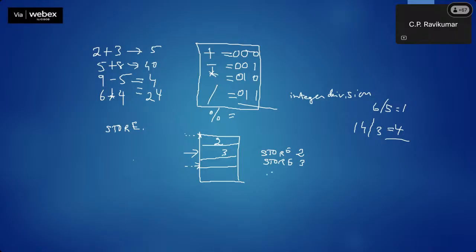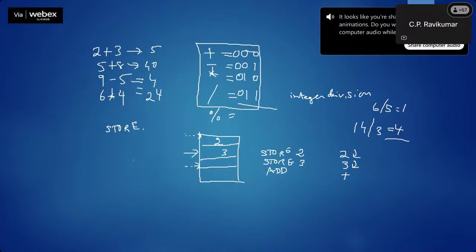Then we can say add. Okay, like you do in the calculator, right? You will say 2 enter, 3 enter, and then plus. Okay, the same thing. We are saying store 2, store 3, add. Right? So the add will cause these two to be removed from the storage, and the plus operator to be applied, and finally you will have 5 on the stack. Okay.